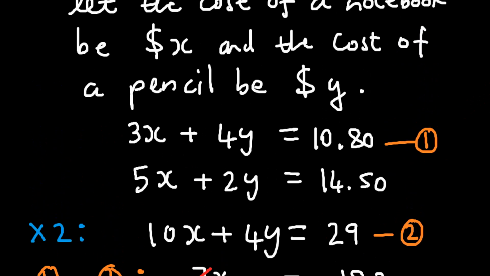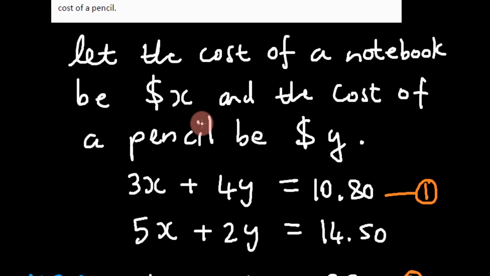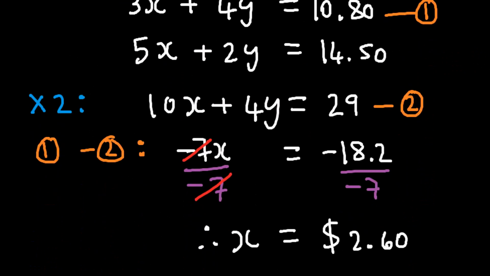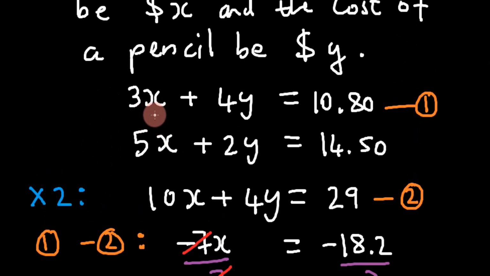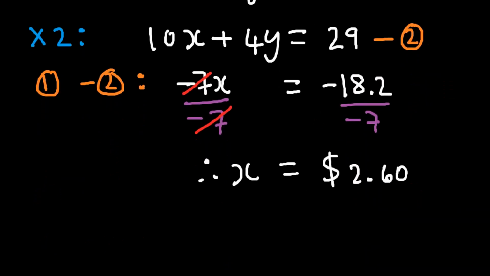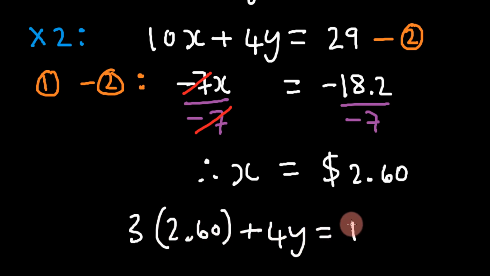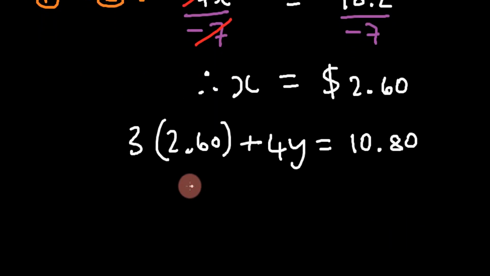So remember we said that x is the cost of a notebook. So one notebook costs $2.60. Now we want the cost of a pencil, and we're going to take this value of x and plug it back into equation 1. So 3x plus 4y is $10.80. So 3x plus 4y, and we solve for y in this equation.